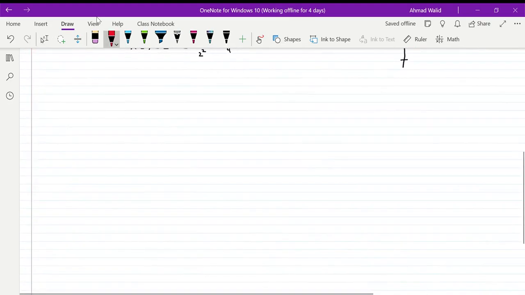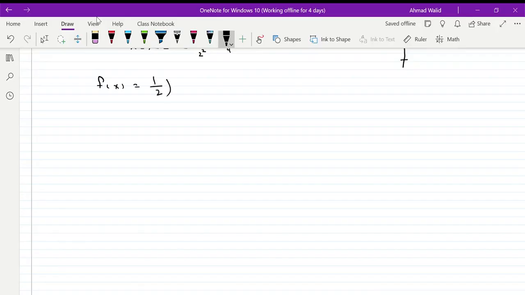F of x equals 1/2 to the power of x. Again, we want to graph this function. I'll use a table of xy and 5 points. 0, 1, 2, -1, -2.